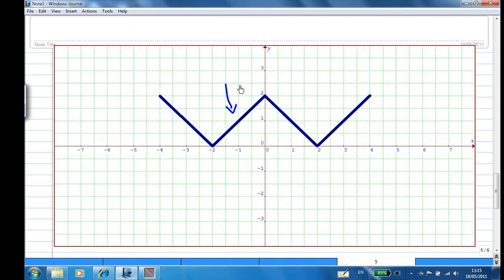This portion here on the left is y equal to absolute value of x plus 2. The portion on the right is y equal to absolute value of x minus 2. The intersection is x equals 0, y equal to 2. And that will be the end of the sketch, where your x is from minus 4 to 4.